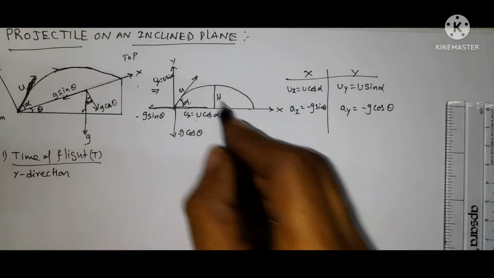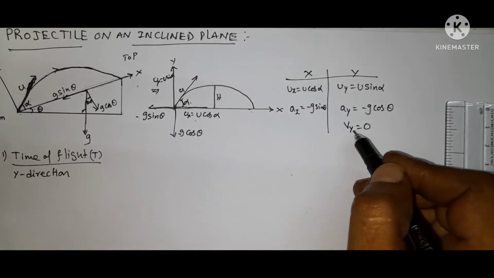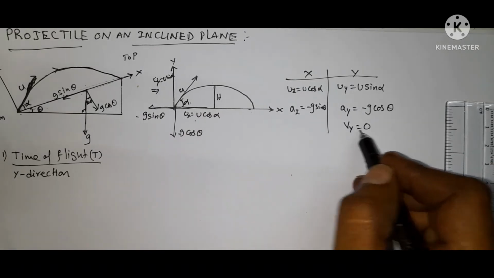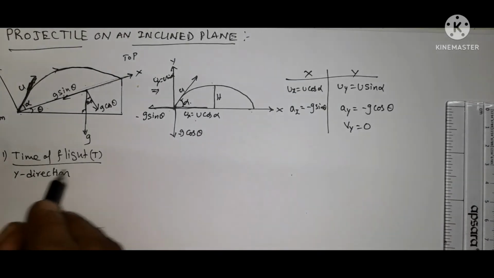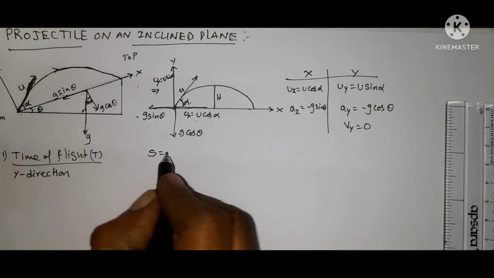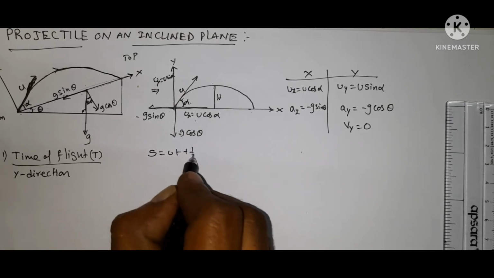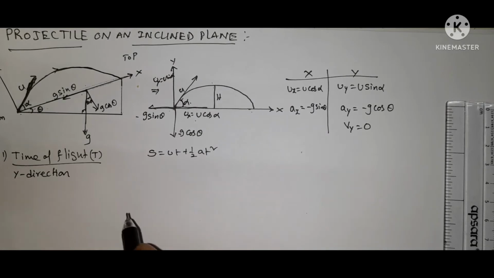Whereas in this case, vertical velocity will be 0. This will be used in the next topic, so we had better write it here only. That means now we are going to derive the time of flight by using these formulas. In the vertical direction, as you know from the equation of motion, s is equal to ut plus half at square. Now I am using this formula for deriving this.